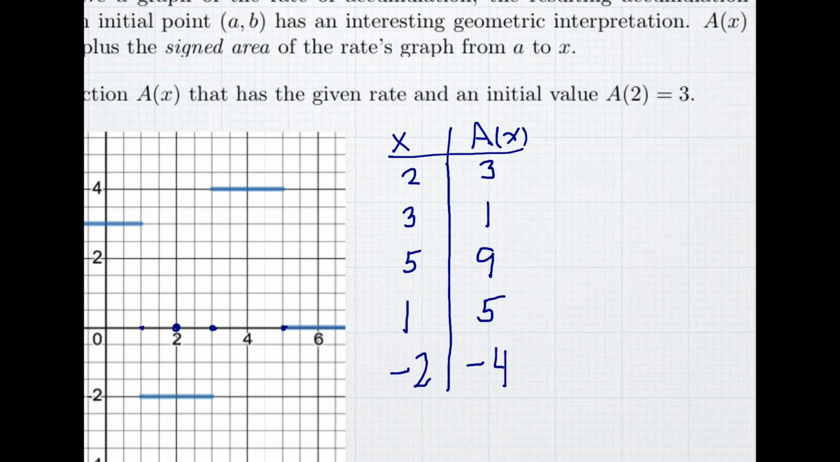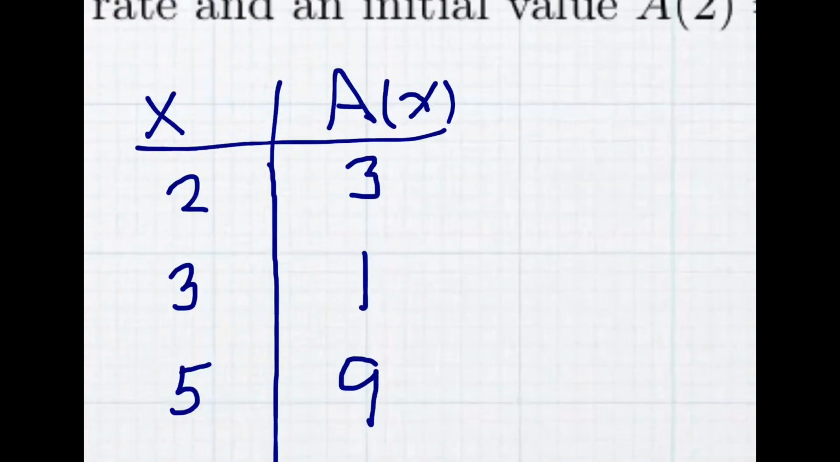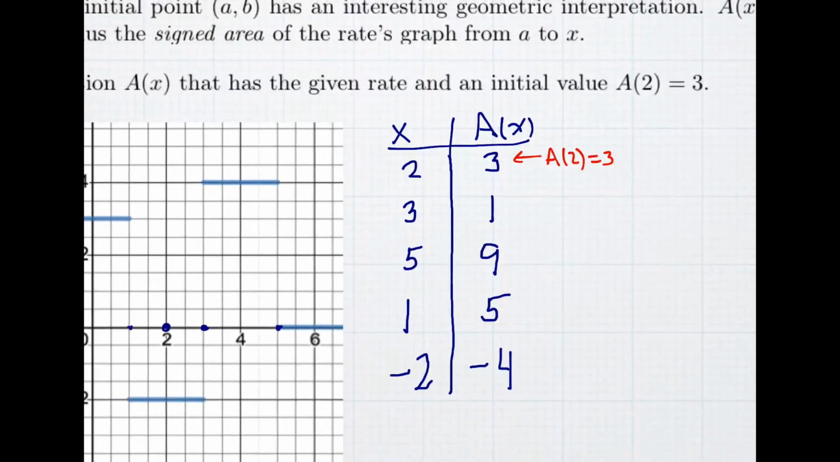Here's a table that summarizes the values we had just previous to this. We used it to find our formula for our accumulation function. And it all started with this initial value A of 2 equals 3. Right? So that is where we used A of 2 was equal to 3 when we found that first value. So how did I get this value at 1?